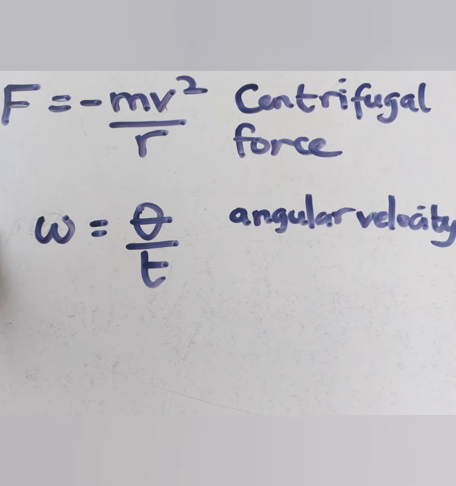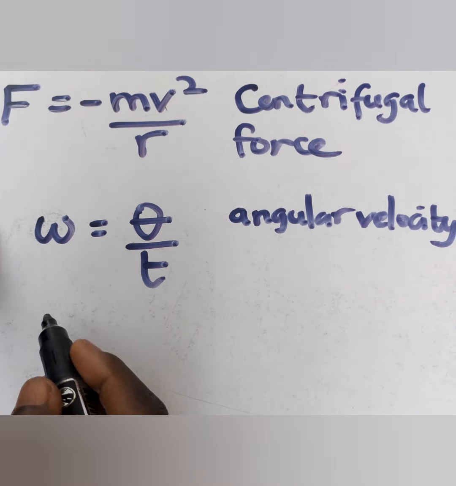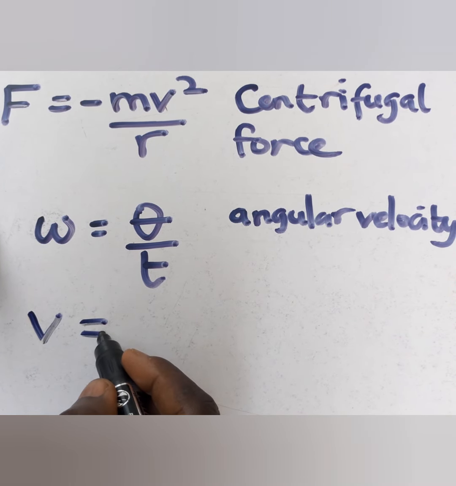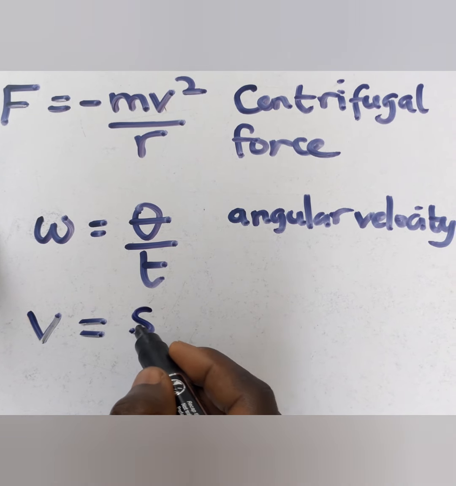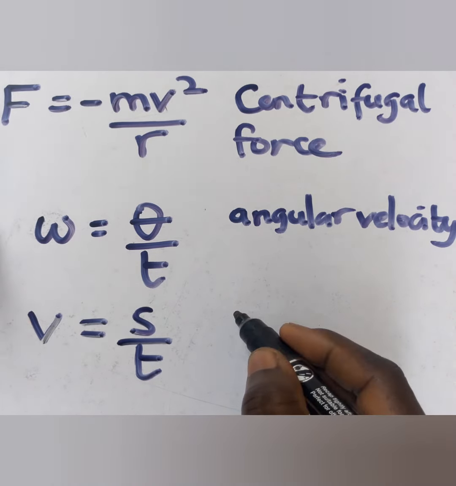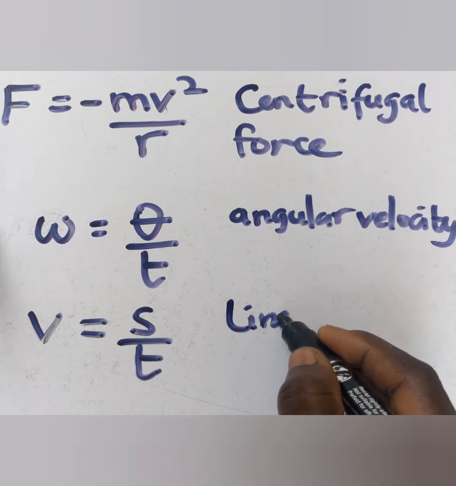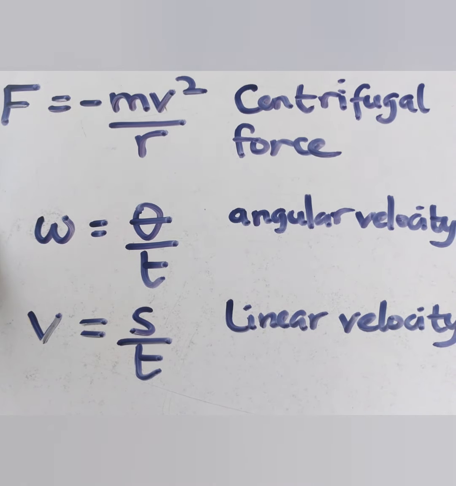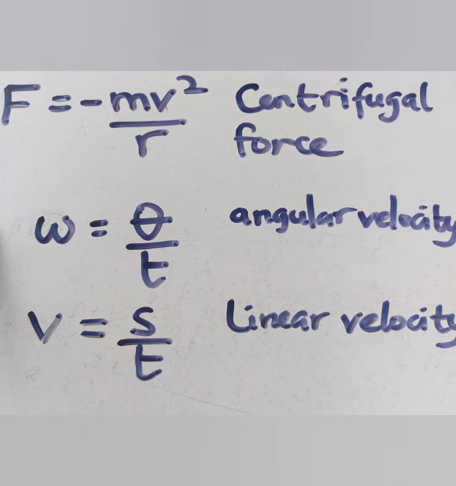But recollect that my linear velocity v is equal to displacement divided by time. So this is linear velocity. Linear velocity v is equal to displacement divided by time, but the angular velocity is the angle turned divided by time.